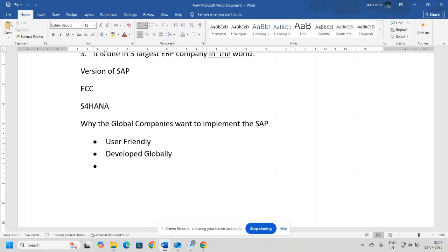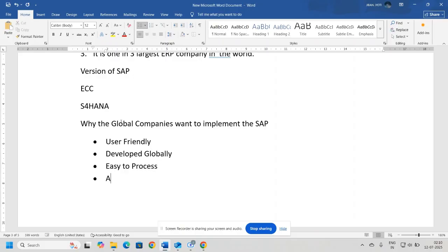Then it is easy to process, and especially in S4 HANA, there are a few features that are automatically integrated. It automatically generates the financial statements, automatically creates the master data, and automatically assigns the foreign exchange currencies. So these are a few automated features, automated transactions, and report processing activities in the S4 HANA version. So it is easy to process.